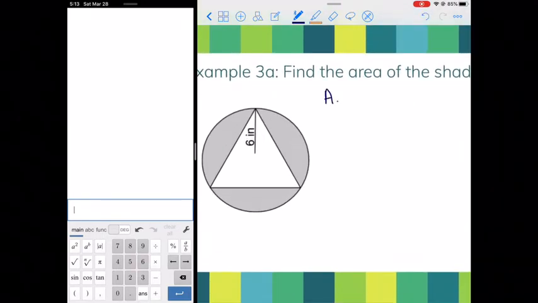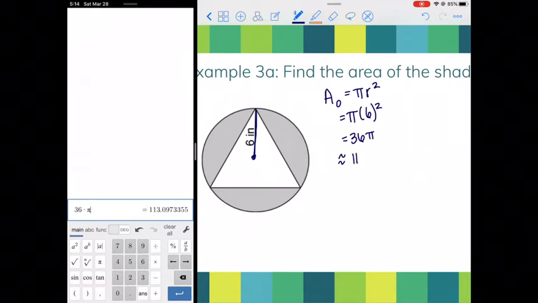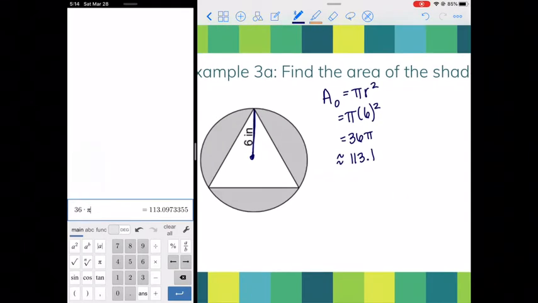So the area of the circle is going to be pi r squared. So the radius here, this goes from the center. So the radius of the circle is 6 inches. So if I plug that in, the area will be pi times 6 squared. So that's 36 pi. Or I can approximate that. 36 times pi is 113.1. So that would be if the whole circle was shaded in.